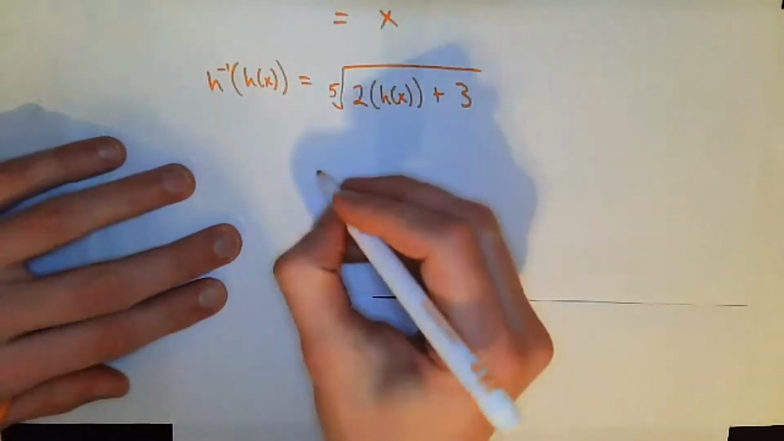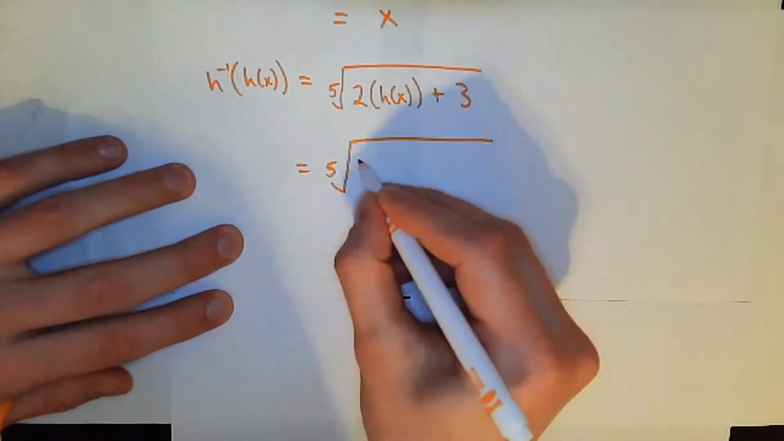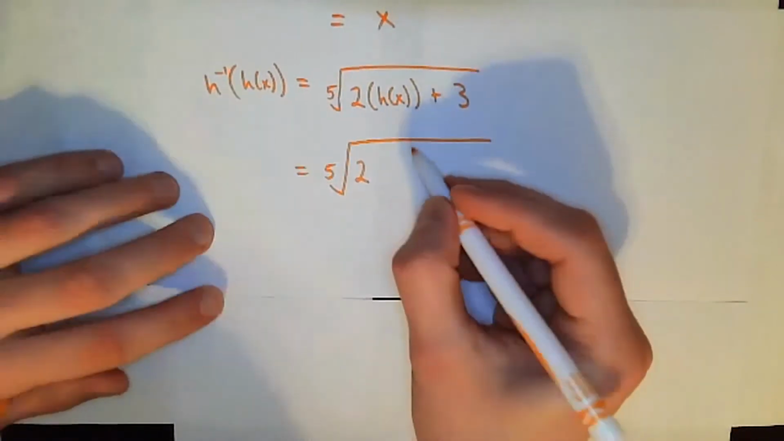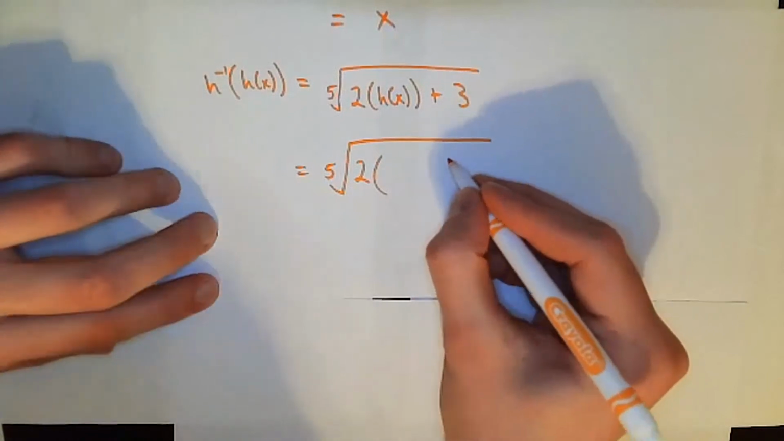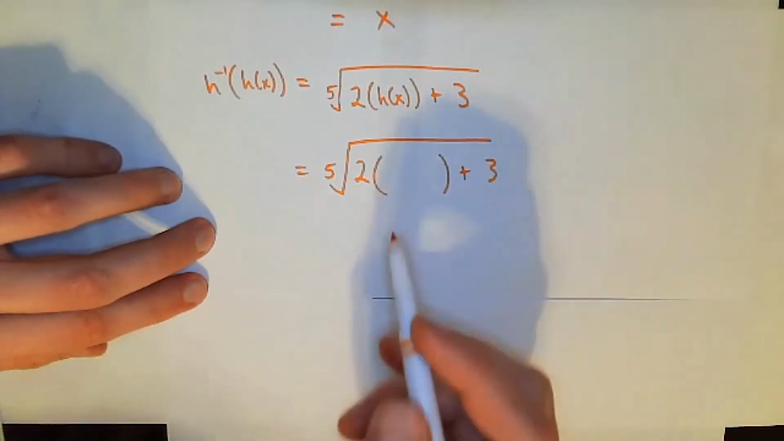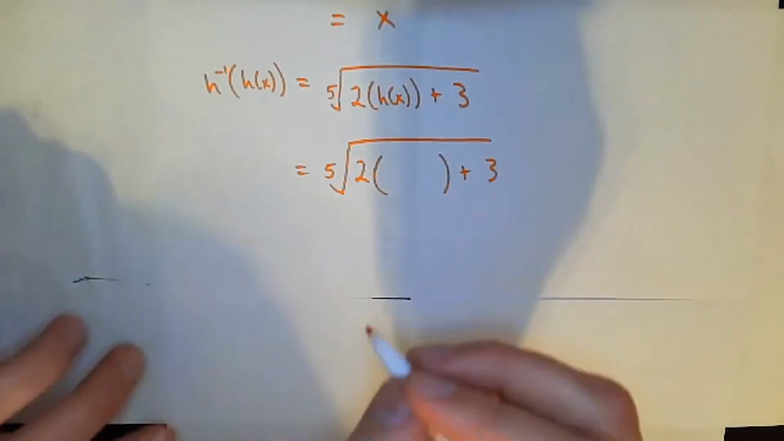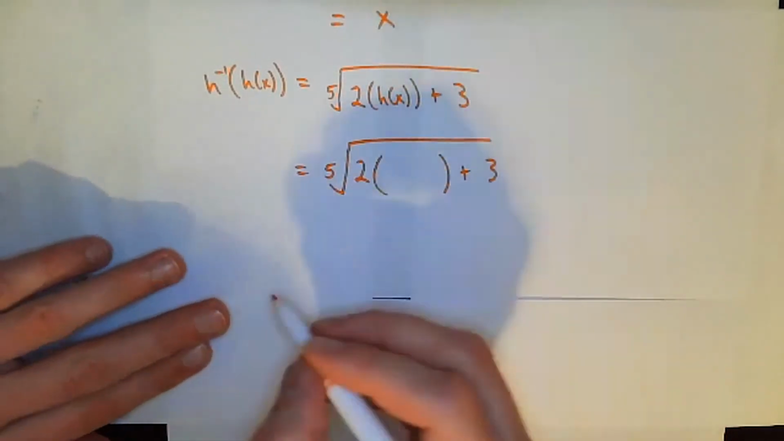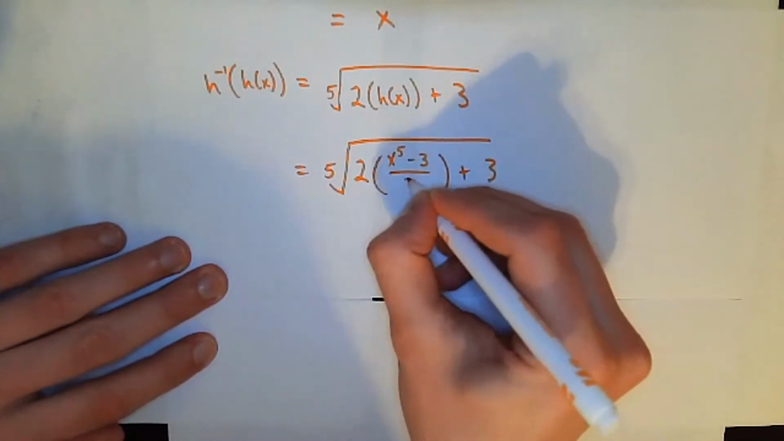This one's going to look a bit worse, but just stick with me here. So it's all under a 5th root. I have twice h of x, and then plus 3. So now I'm plugging in h of x, which hopefully you have written down on your paper, so I don't have to rewrite it for reference. H of x is x to the 5th minus 3 over 2.